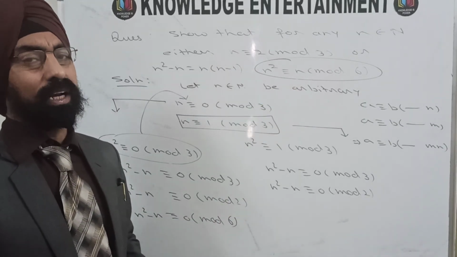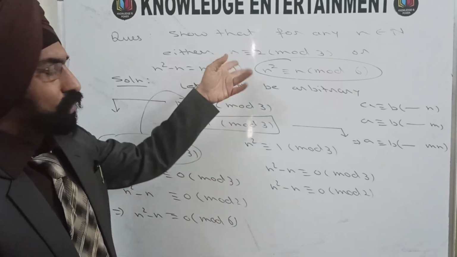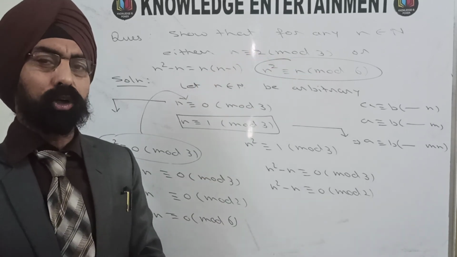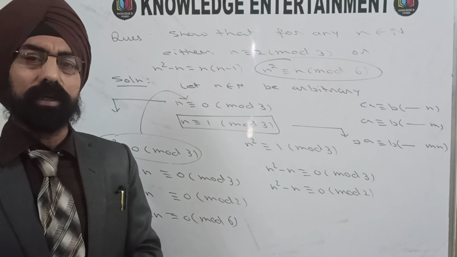So for any integer n, either n is congruent to 2 mod 3, or n square is congruent to n mod 6.